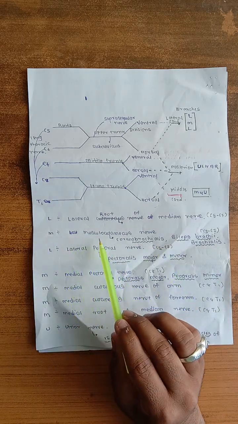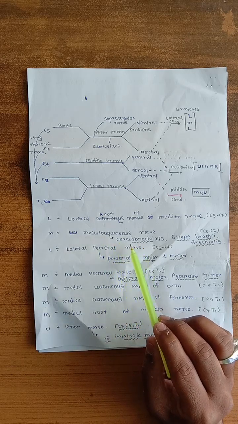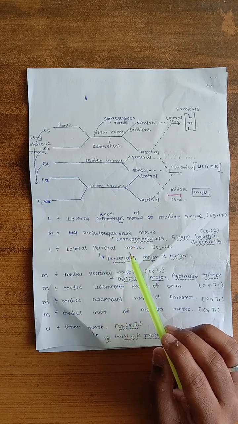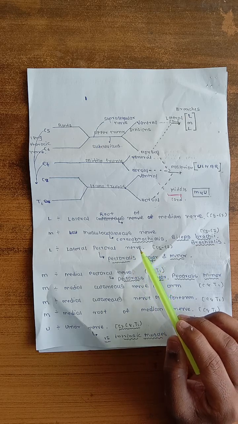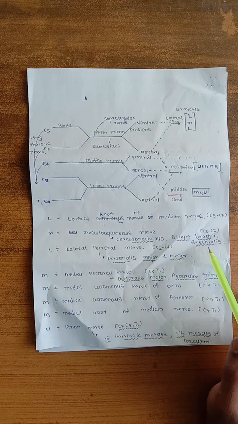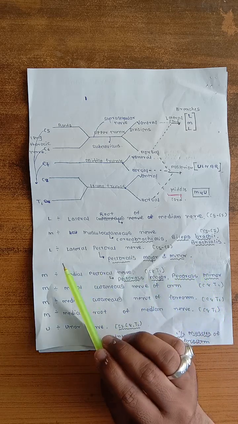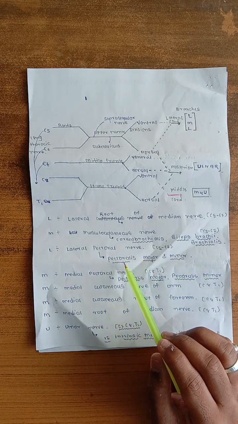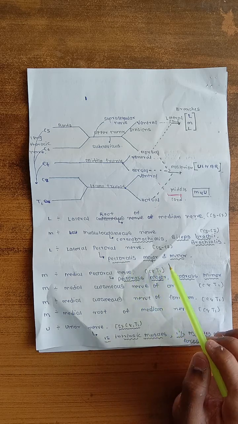M stands for musculocutaneous nerve, supplying the three muscles of our brachium, which we can call the arm region. They are the coracobrachialis, biceps brachii, and brachialis muscle. The other L is the lateral pectoral nerve, which supplies the two muscles of our pectoral region, pectoralis major and pectoralis minor.